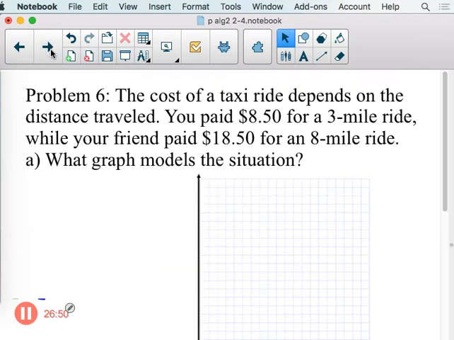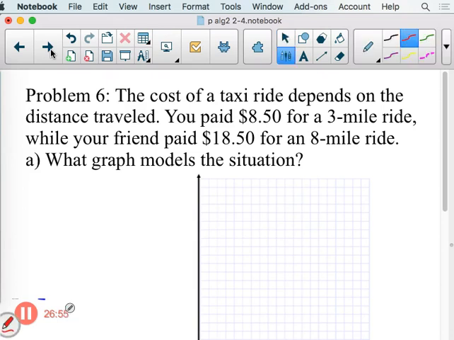Oh, here we go. Taxi rides. The cost of a taxi ride depends on the distance traveled. Oh yeah, that's how taxis work. They've got a little meter, and it says you paid $8.50 for a 3-mile ride, while your friend paid $18.50 for an 8-mile ride. What graph models the situation? Well, I see 2 labels up there. What are the 2 labels? Cost and distance. Okay, which of those do you have some control over? The distance, yeah.